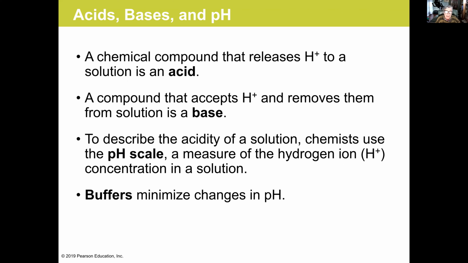So this is constantly happening in your body, and you're constantly making acids and bases. And it's really important that we maintain what's called the pH level of your body fluids. And so we have things that are called buffers that minimize changes in pH, because even a tiny change in pH has really negative consequences to living things. So living things use buffers to minimize changes in pH.